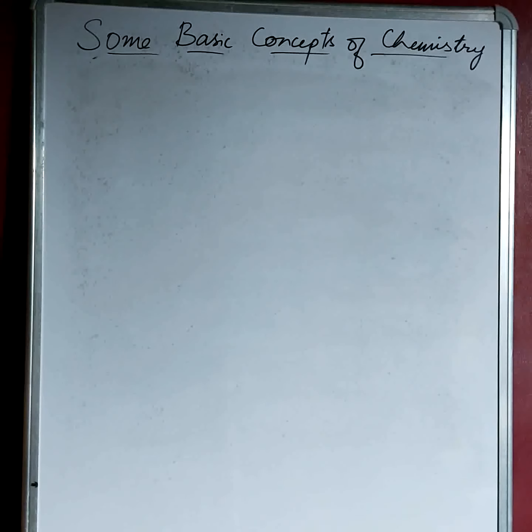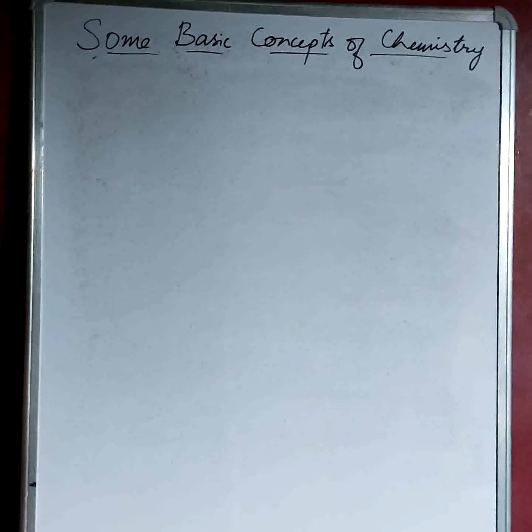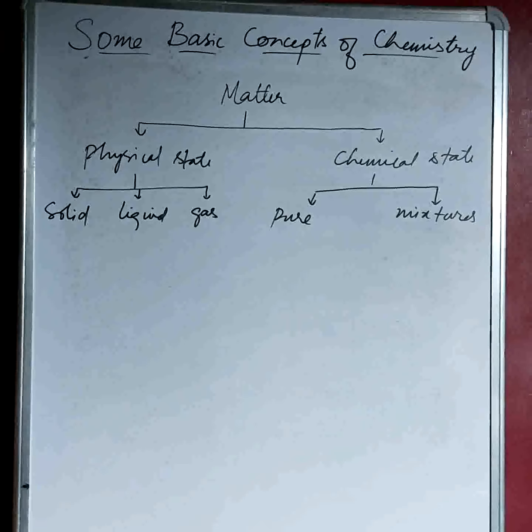atoms. Now, we can classify matter into two broad categories on the basis of their physical nature and on the basis of their chemical nature. So now, as you can see, matter can be classified in this way. According to the physical state, we can classify matter into three broad categories: solid, liquid, and gas. And on their chemical state, we can classify matter into pure and mixtures.